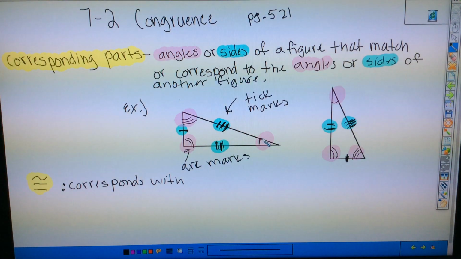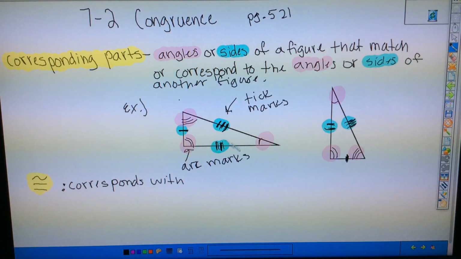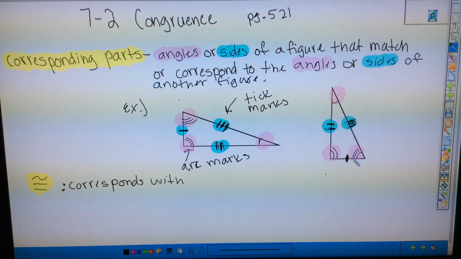Arc marks. I have an arc mark here. It's just one, corresponds with this one. I have two arc marks at this 90-degree angle, corresponds with this angle, and I have three arc marks which corresponds with this angle here.